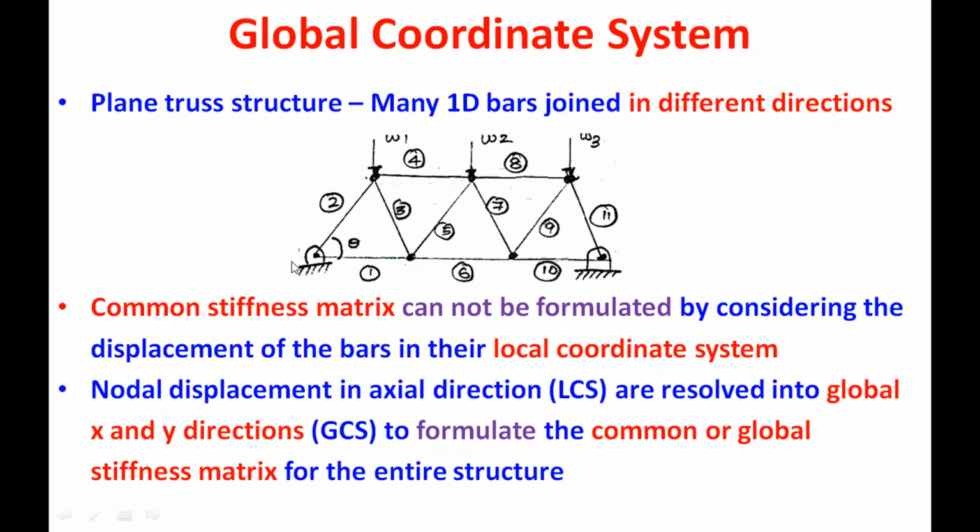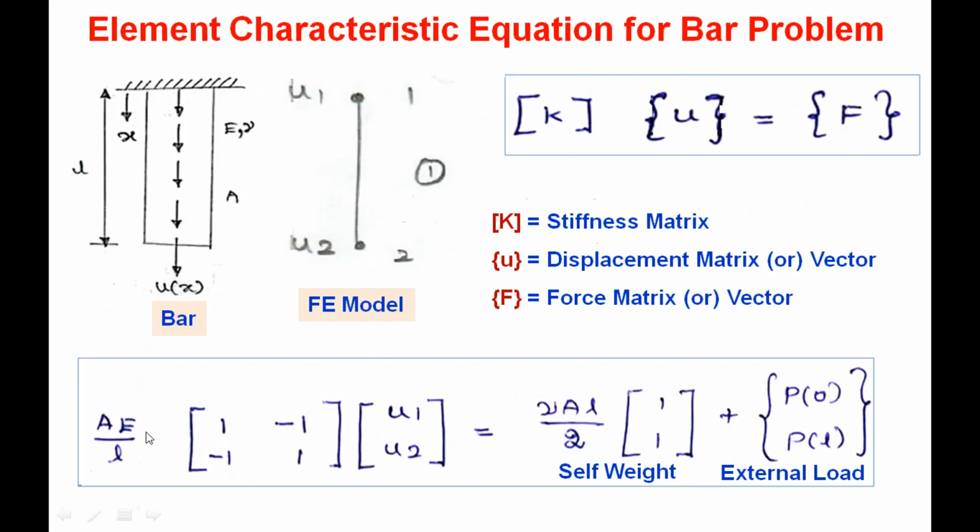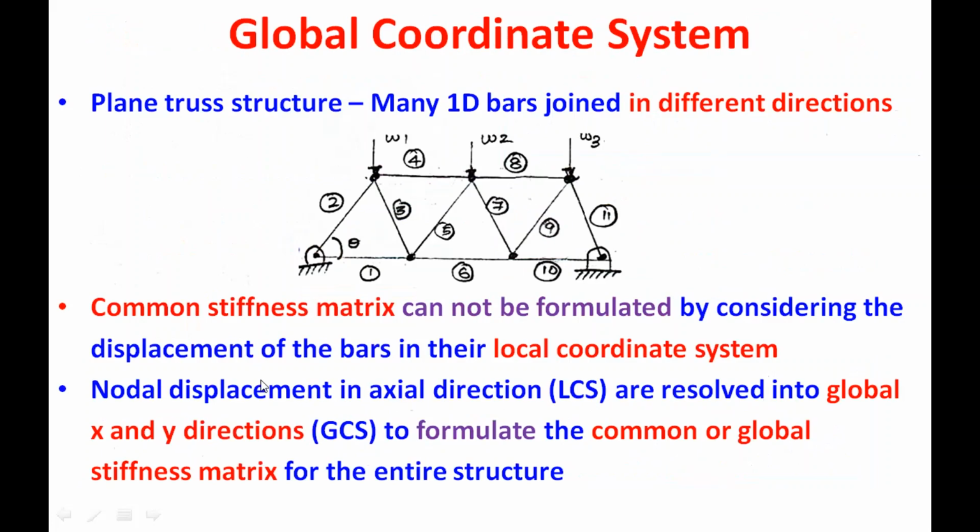In that case, we cannot assemble the element characteristic equations which are derived using the local coordinate system. The element characteristic equation we derived here for the bar problem is AE by L times [1 -1; -1 1]. This is derived based on the local coordinate system, where the coordinates are 0 and L. When we want to use the same equation, this is not possible here, because the elements of trusses have different orientations. We cannot assemble it as we did in the stepped bar or tapered bar problem. It is not at all possible.